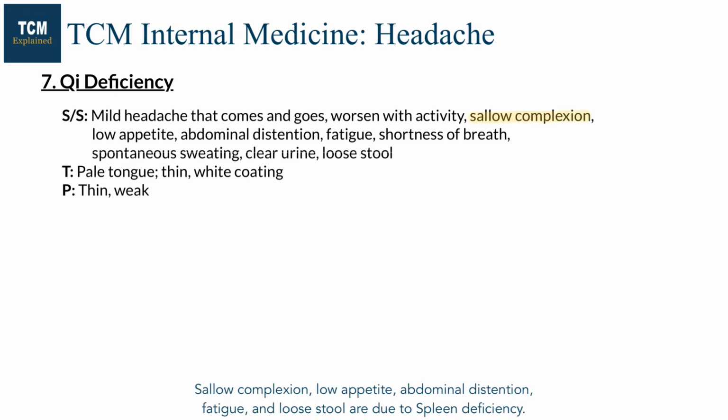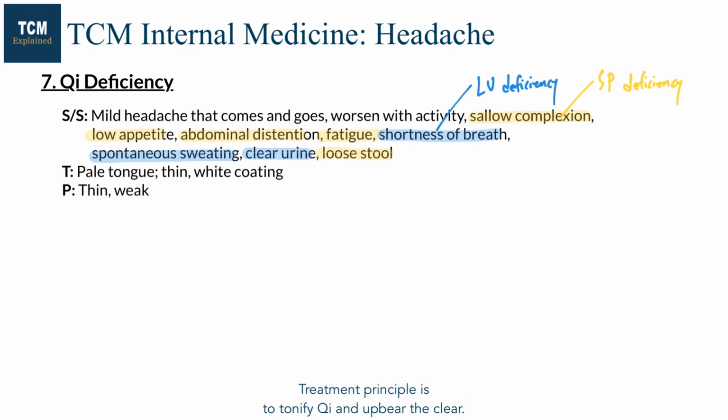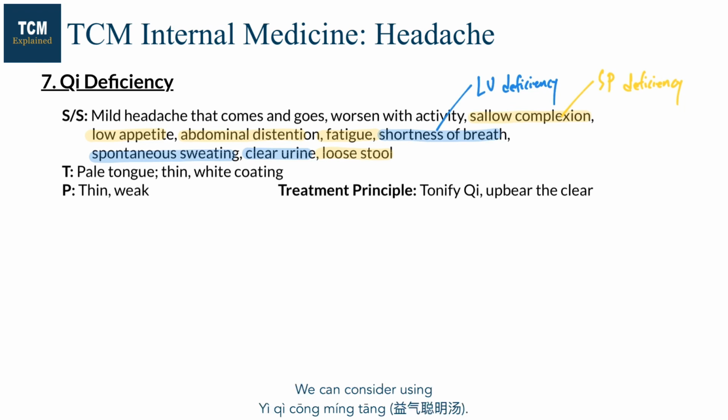Sallow complexion, low appetite, abdominal distension, fatigue, and loose stool are due to spleen deficiency. Shortness of breath, spontaneous sweating, and clear urine are due to lung deficiency. Treatment principle is to tonify qi and upbear the clear. We can consider using 益气聪明汤.